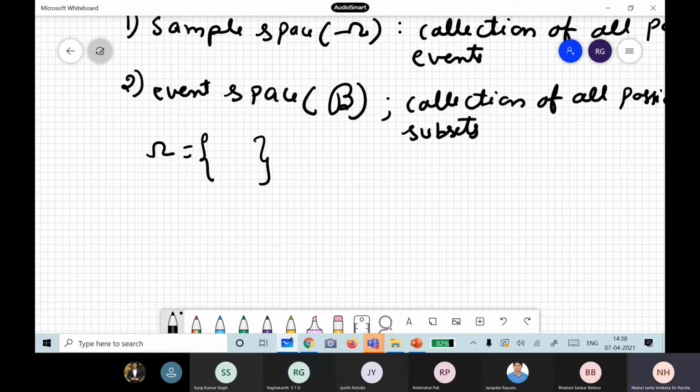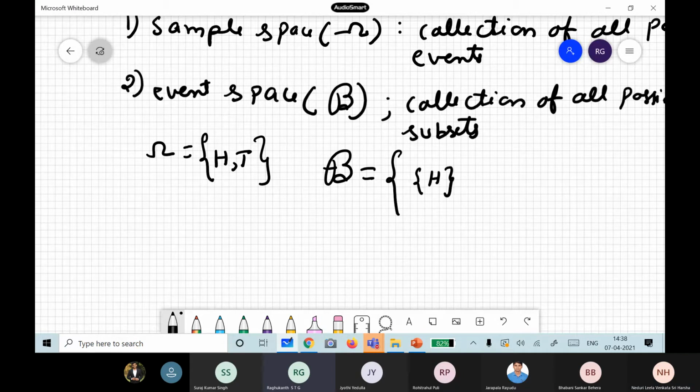Head and T. Now what is its event space? How many subsets are possible? Head is also a subset of the sample space. Tail is there, and the sample space is also a subset of itself.